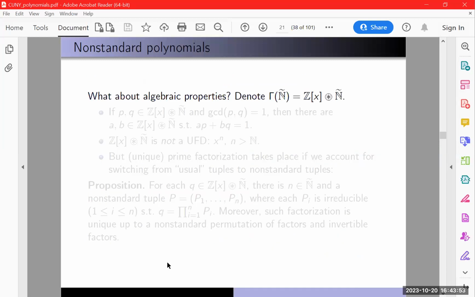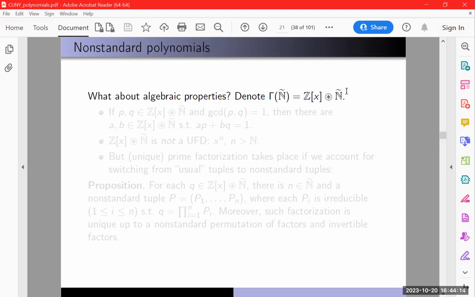So now let's look for a minute at what sort of algebraic properties we get there. First of all, we thought for quite a while about how to denote this object. We didn't come up with anything good. So the best we came up with is notation like that.